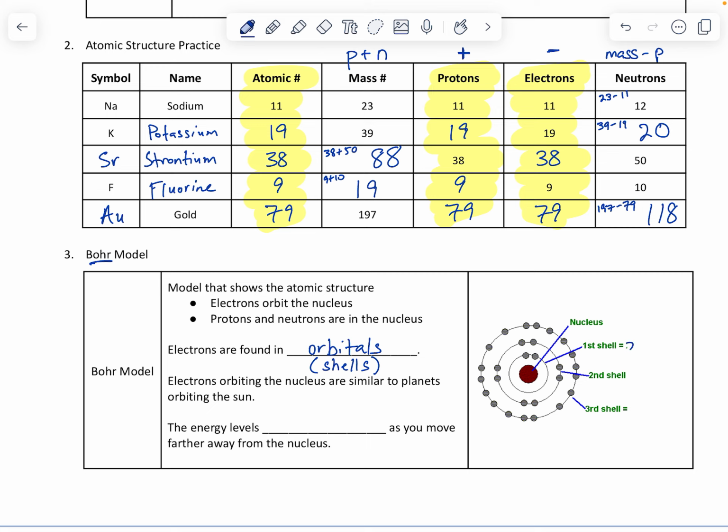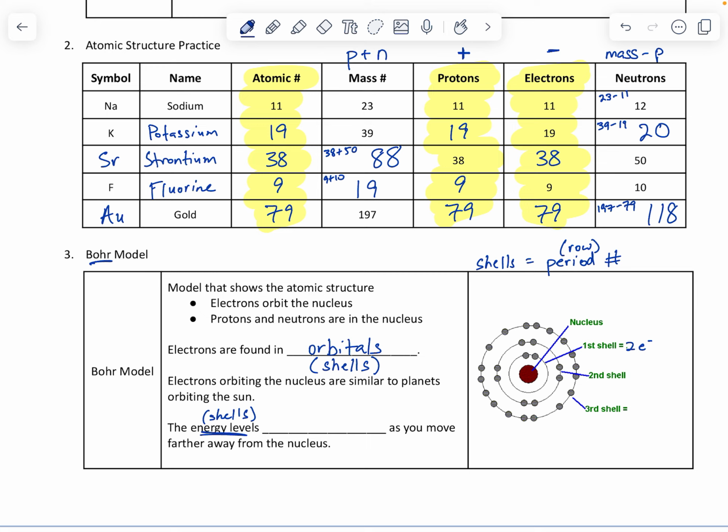And the first shell can fit 2 electrons. And that's because the shells correspond with the period or rows. So we can write that in. So shells equal the period or the row number on the periodic table. All right, and this is what we call energy levels. Energy levels are these shells.